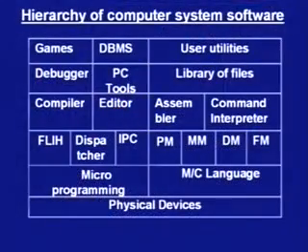Finally, the top layer is the application layer, where you can do anything. You can have a database management system, or you can play games, or you can have some other user utilities. So this is the total system software, and the operating system lies in between the physical device and the higher layers.